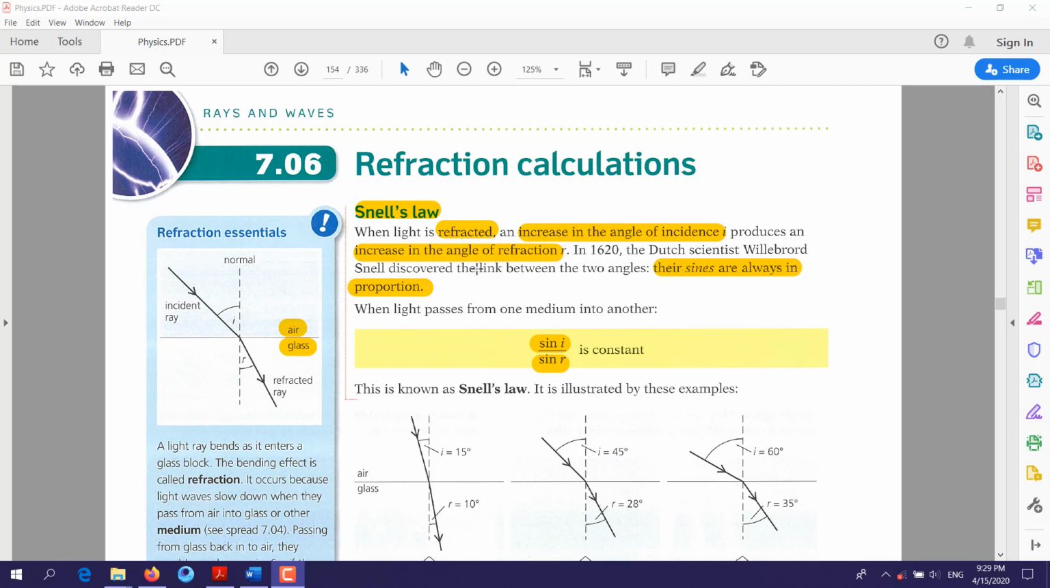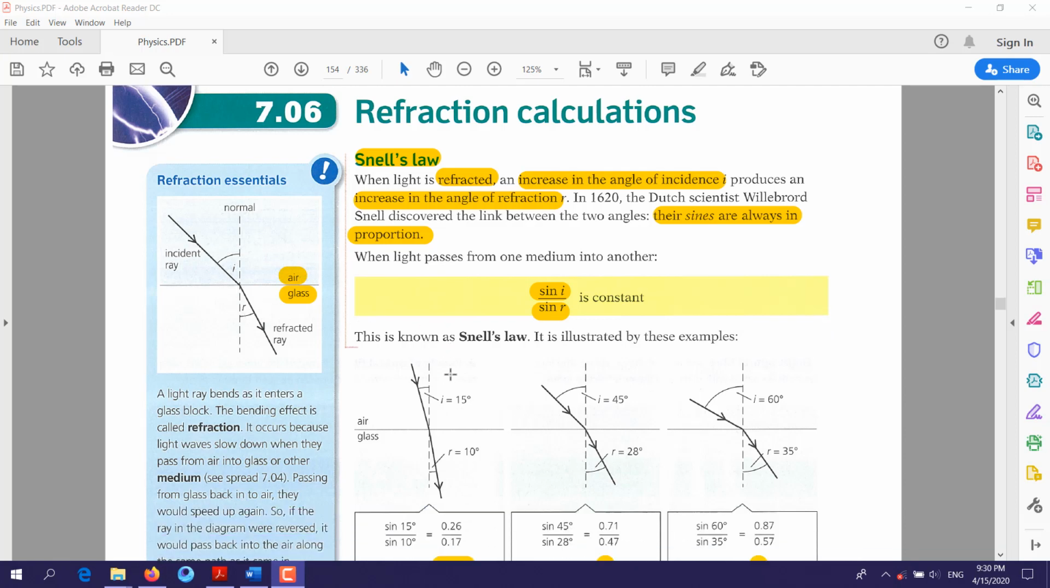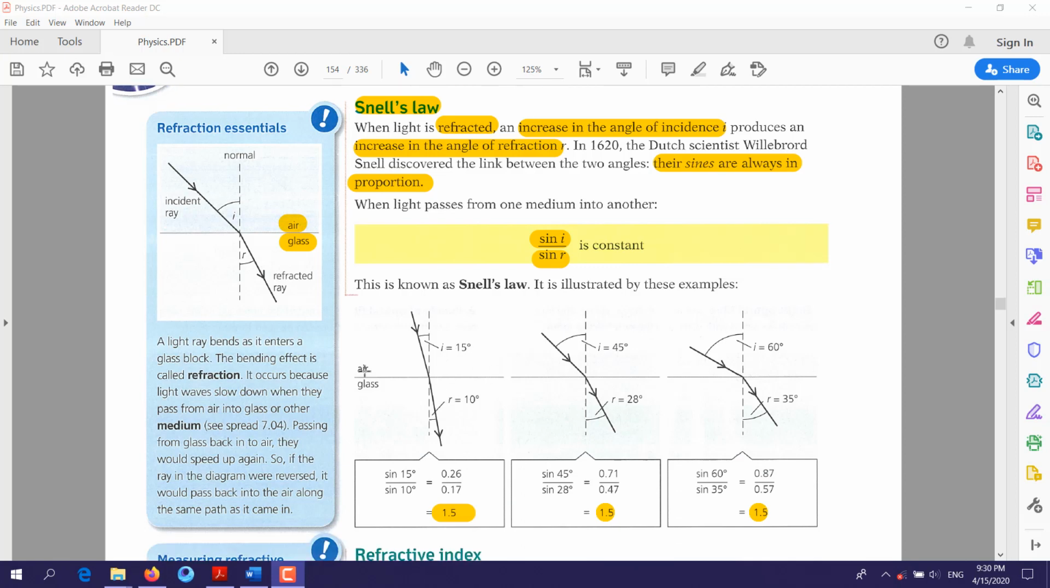A scientist, whose name was Snell, discovered that there is a link between the two angles, the incident angle and the refracted angle. What this scientist said is that these two angles are always in proportion. What does that mean? Let's take a look at these three drawings.